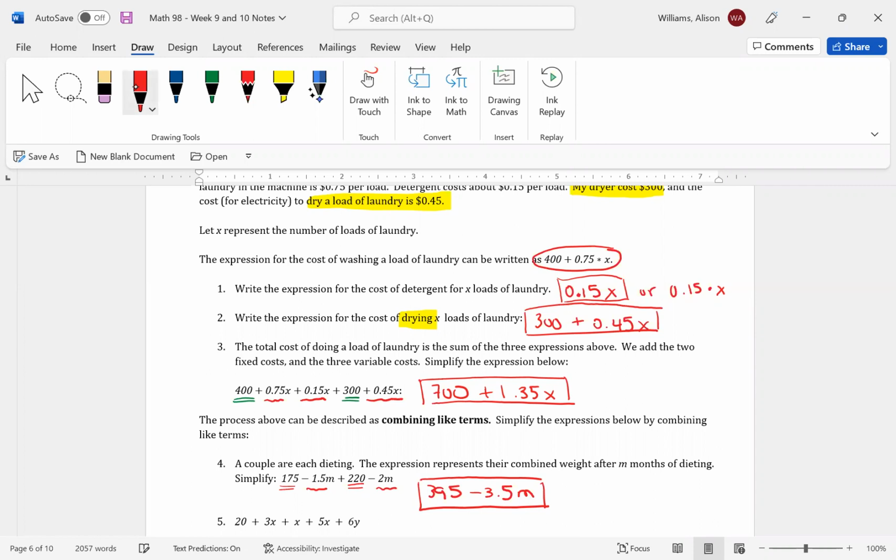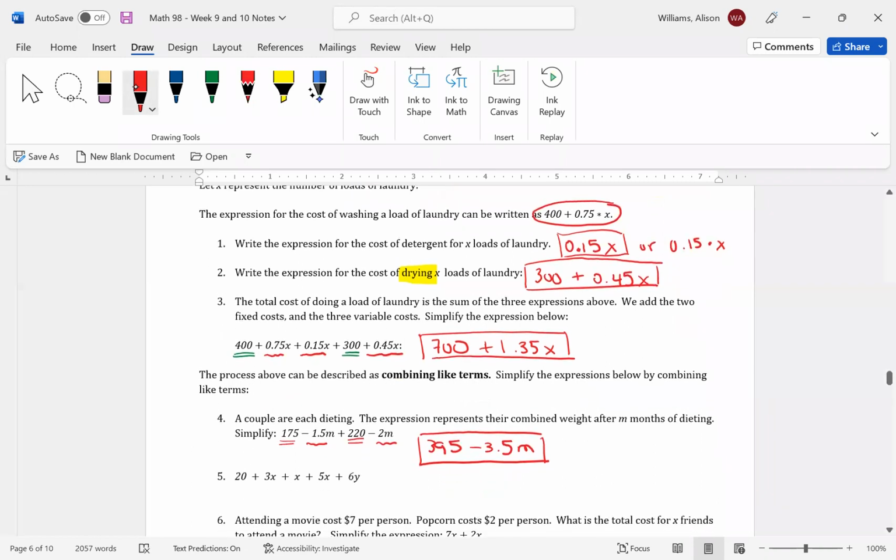And that's how we could simplify that expression. All right, let's look at number 5 then. Let's see if we have some like terms. So I see the number 20, but I don't see any other numbers by themselves without variables. I do see 3 numbers that have X's and 1 that has a Y.